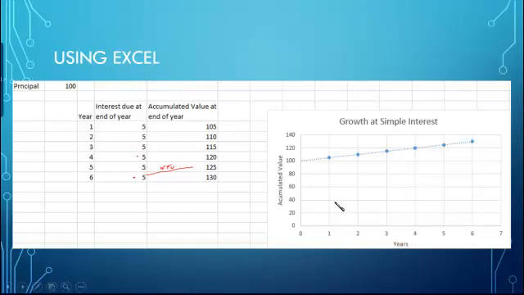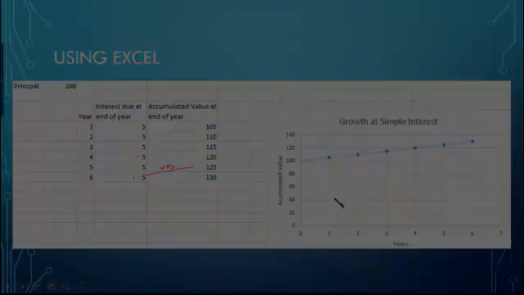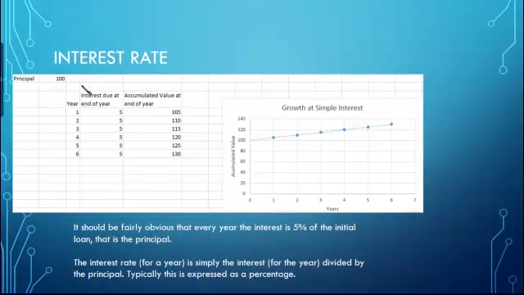So later on we look at how we can do this in Excel. This is fairly simple to do and you should all be able to do this. So the numbers that I use for this example, it should be easy to see that each year the interest is 5% of the principal. Simply divide 5 by 100.